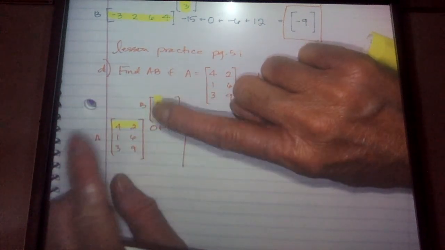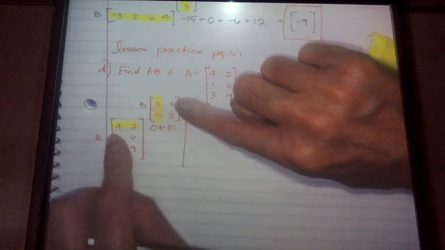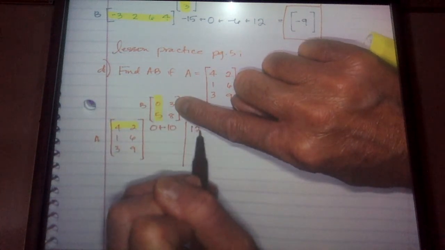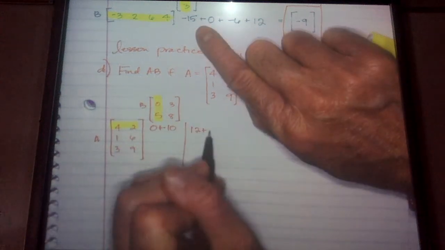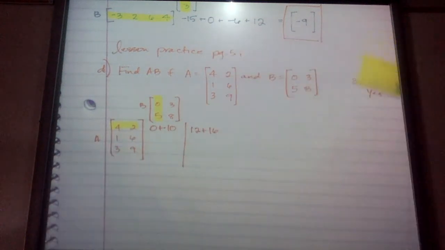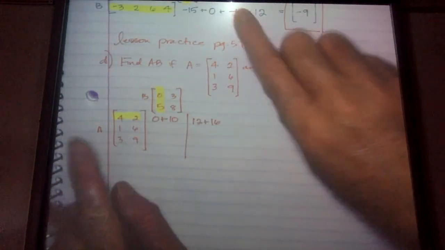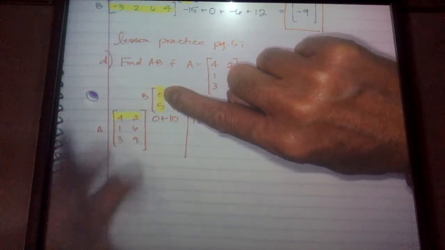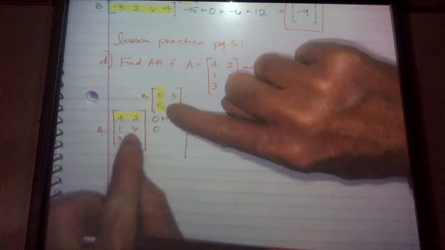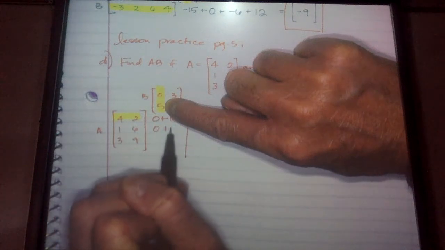Now I'm multiplying it by the next column, so 4 times 3 is 12, plus, point to the second numbers, 2 times 8, 16. All right, now row 2. So row 2, column 1. First numbers are 1 times 0. Next two numbers is 6 times 5, so plus 30.